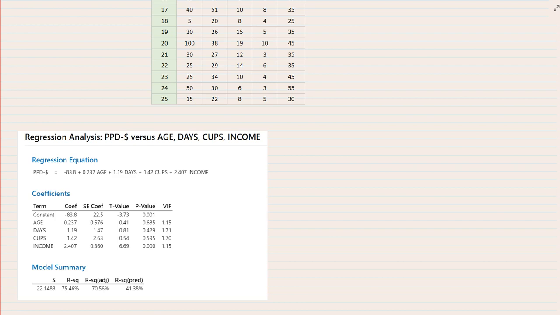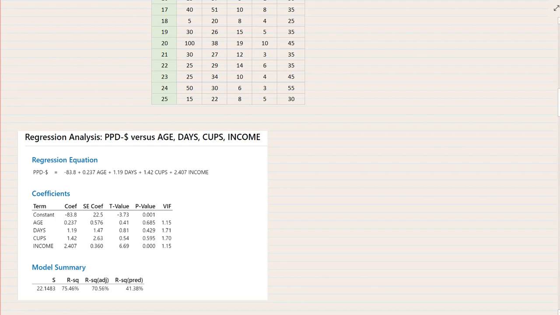Notice how these coefficients are all positive. That means age correlates positively with the amount of prepaid card that is purchased. So does days, so does cups, so does income. Individually, these are all positively correlated with how much of a prepaid card is purchased.